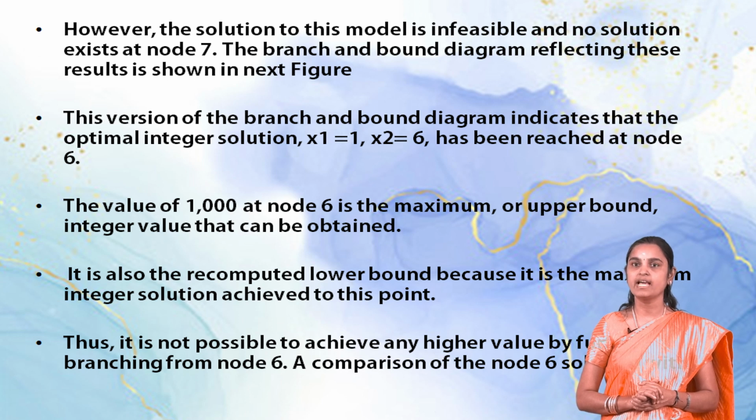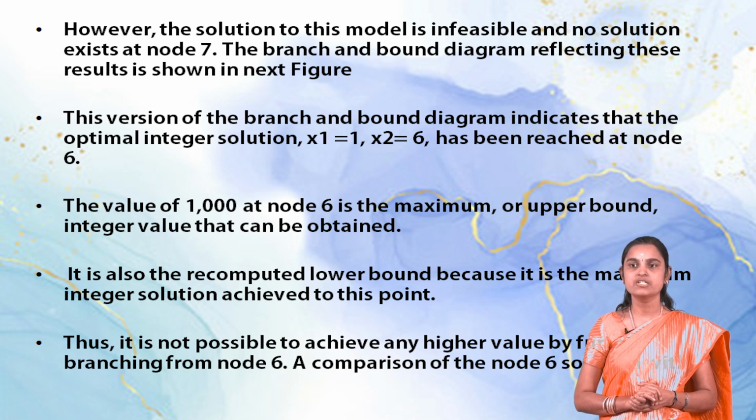The branch and bound diagram reflecting these results is shown in the next figure. This version of the branch and bound diagram indicates that the optimal integer solution x1 equal to 1, x2 equal to 6 has been reached at node 6. The value of 1000 at node 6 is the maximum or upper bound, the integer value that can be obtained. It is also the recomputed lower bound because it is the maximum integer solution achieved to this point. Thus, it is not possible to achieve any higher value by further branching from node 6.